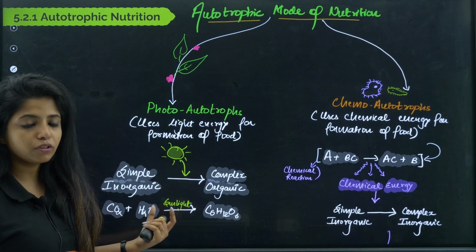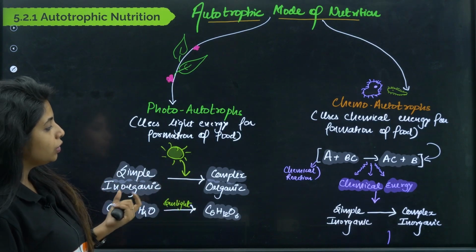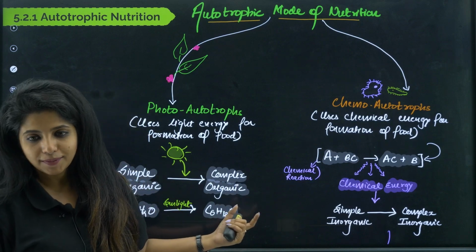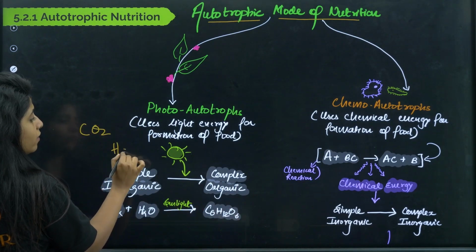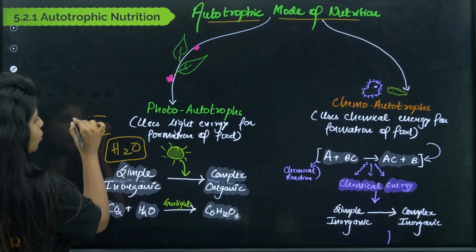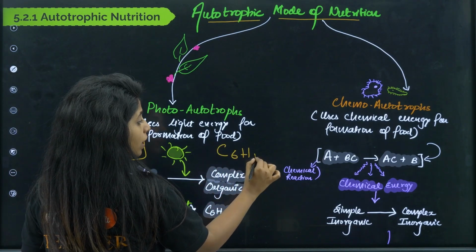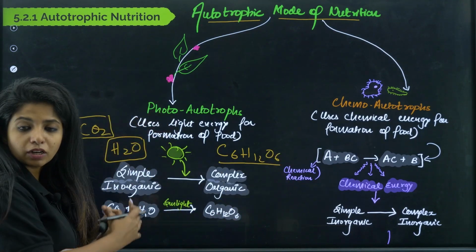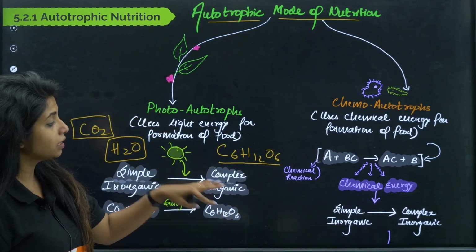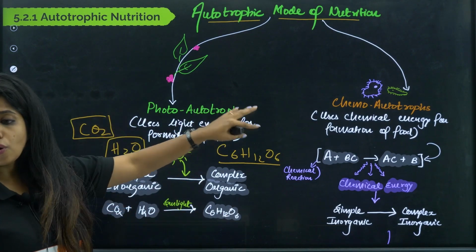What are they going to do, children? They are going to take simple inorganic things, and with the help of light energy, convert them into complex organic things. The inorganic things, for example CO2 and H2O, I will call simple because they do not have many bonds to break. But glucose, C6H12O6, has so many bonds involved that I will say it's complex. So simple inorganic things are converted to complex organic things with the help of sunlight, which is why plants are known as photoautotrophs.